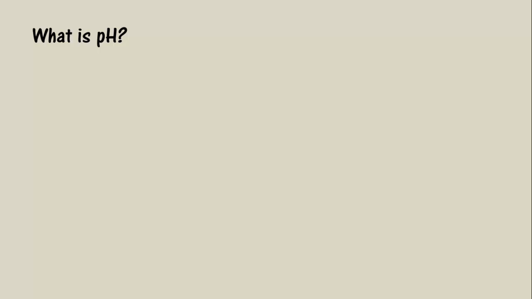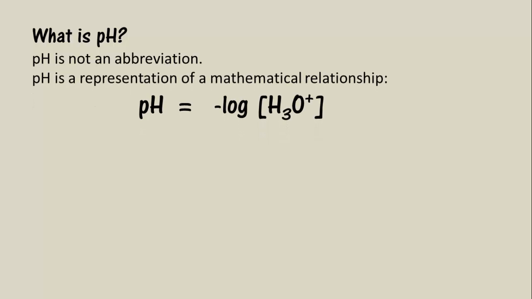Now let's delve deeper into the concept of pH. And note, it must be a lowercase p and an uppercase H. Firstly, pH is not an abbreviation. What it is, is a representation of a mathematical relationship given like this. pH is equal to the negative log of the concentration of the hydronium ions, which is shown by this formula. Now is a good time to point out that H3O+, which is the hydronium ion, is the same as H+, the hydrogen ion. They are indistinguishable, and you may use one or other as you see fit, but H3O+ is technically more correct.